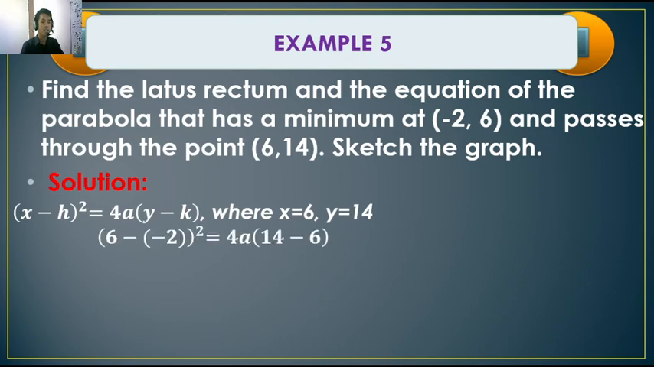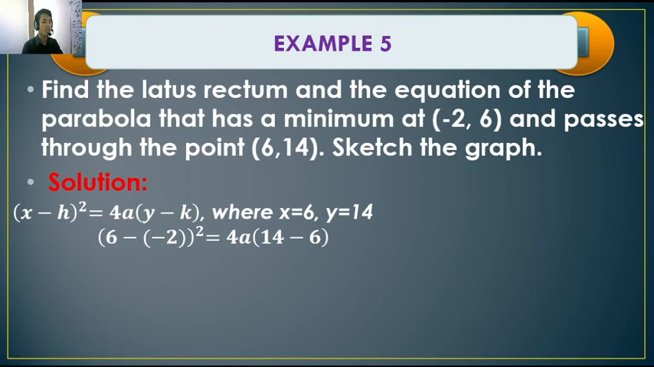Okay, and then substitute. We need to find the value of a first because we don't know what it is. Since the vertex is (negative 2, 6) and it passes through the point (6, 14), if you go into graph that, the orientation of the parabola opens vertically, but we don't know if this opens upward or downward, and that is the reason why we need first to find the value of a.